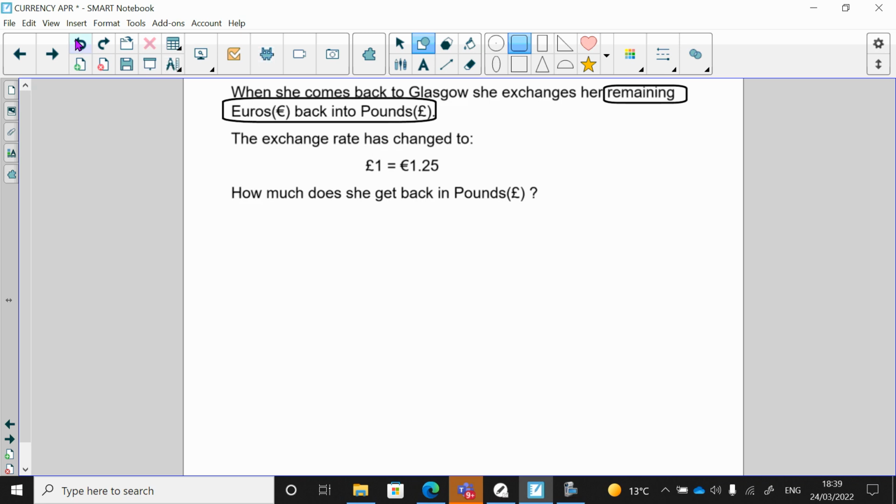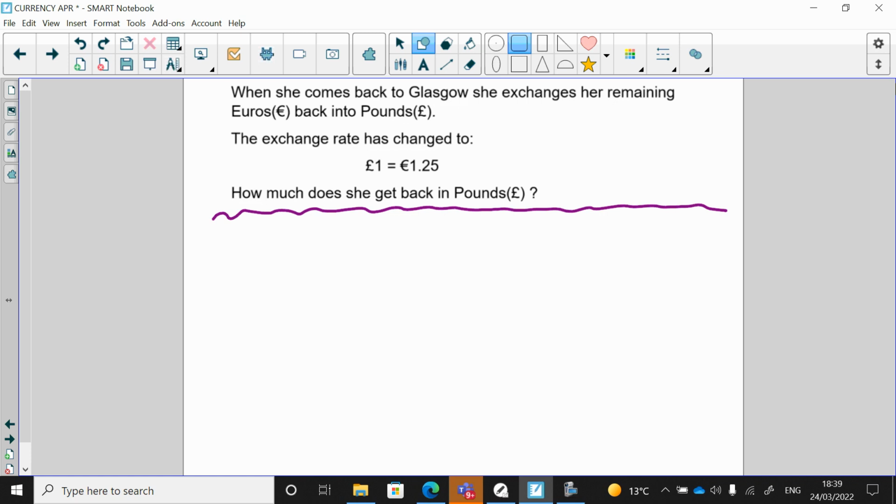So we are now going back. We're going from euros to pounds. So any other currencies come back to our base currency, pounds. So you need to make a decision. Do you multiply or divide here? Hopefully you know you're going to divide.